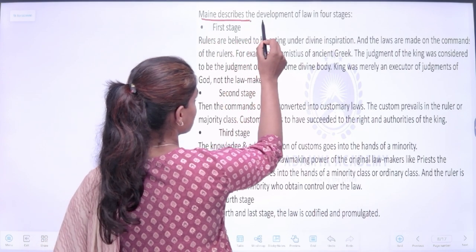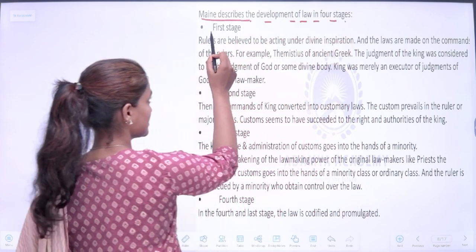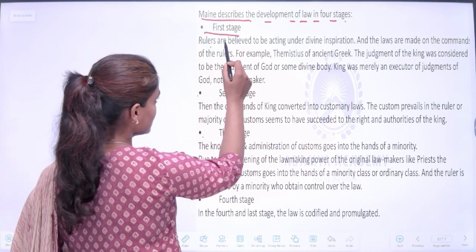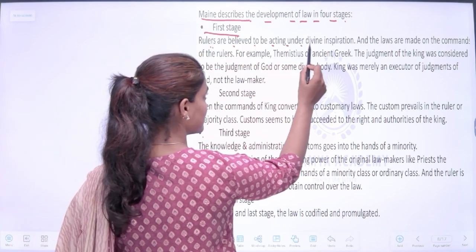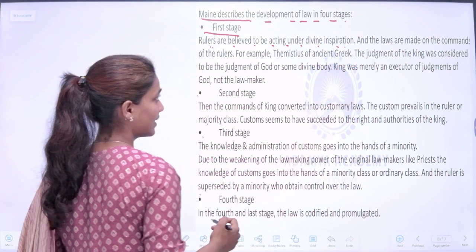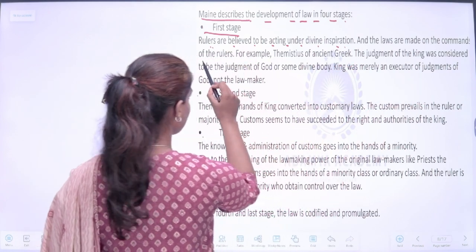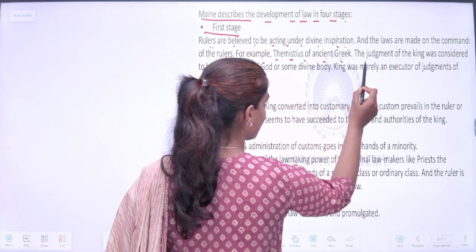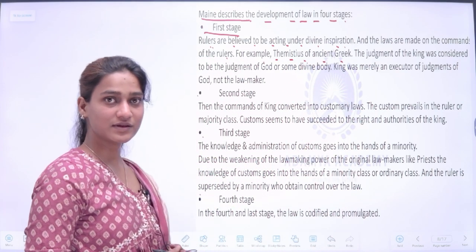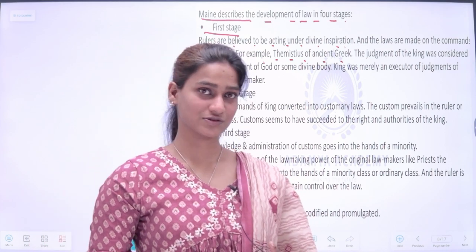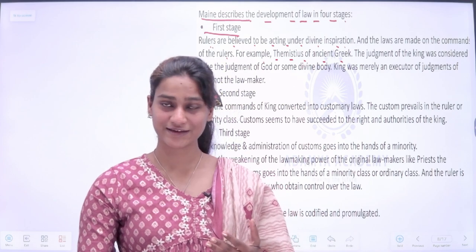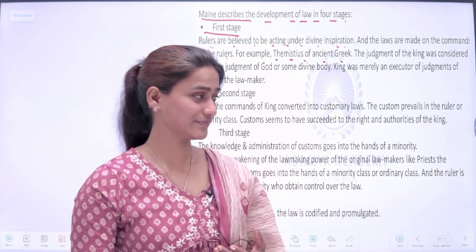Maine describes the development of law in four stages: first, second, third, and fourth stage. First stage, rulers are believed to be acting under divine inspiration, and the laws are made on the commands of the rulers. For example, Themistes of ancient Greece. The judgment of the king was considered the judgment of the god, and the words spoken by the king were considered to be words directly given from the god.